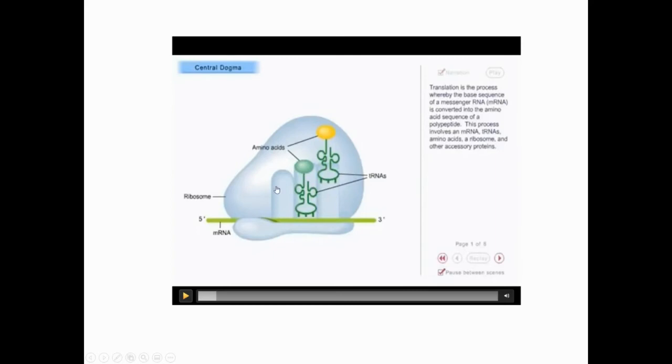In the large subunit, we have E, P, A, three different sites. And then they begin with the formylmethionine tRNA binding to the P site.